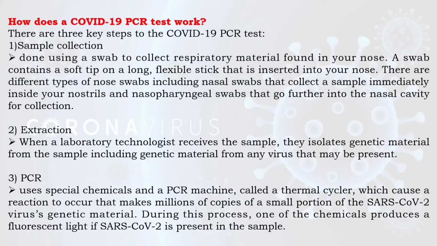1. Sample collection. Done using a swab to collect respiratory material found in your nose. A swab contains a soft tip on a long, flexible stick that is inserted into your nose. There are different types of nose swabs, including nasal swabs that collect a sample immediately inside your nostrils, and nasopharyngeal swabs that go further into the nasal cavity for collection. Either type of swab is sufficient for collecting material for the COVID-19 PCR test. After collection, the swab is sealed in a tube and then sent to the laboratory.